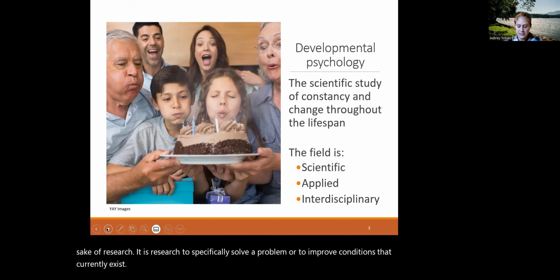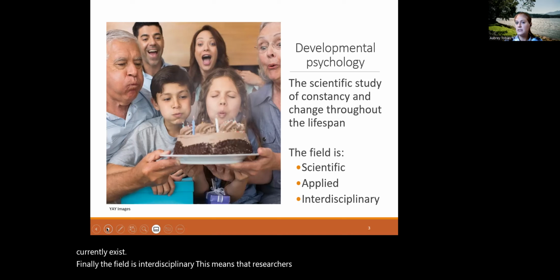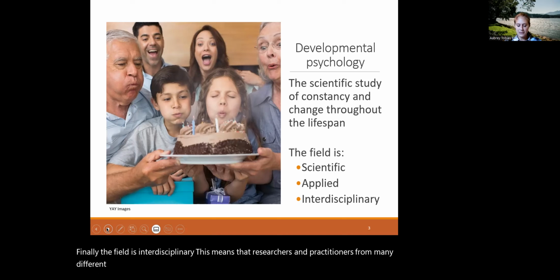Finally, the field is interdisciplinary. This means that researchers and practitioners from many different fields have contributed to and made use of developmental science: psychology, sociology, biology, education, and medicine, just to name a few.